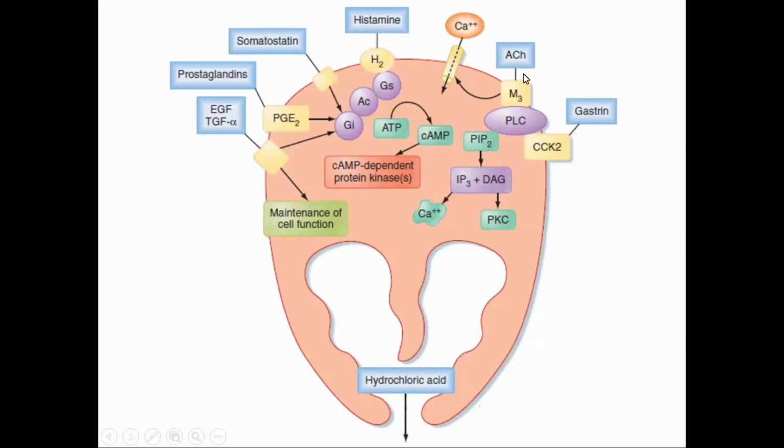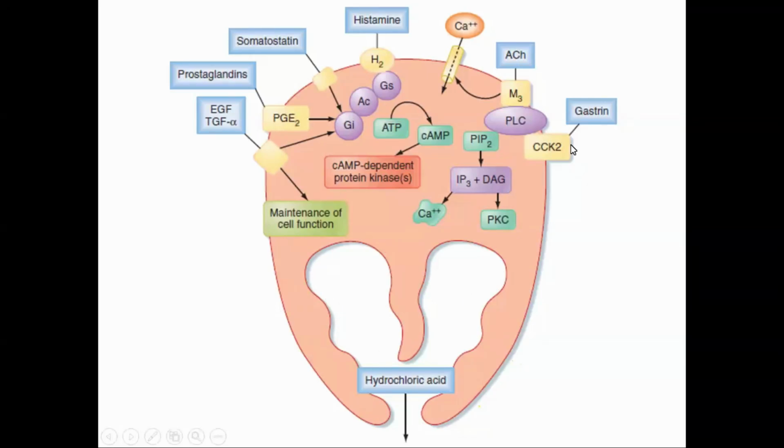Acetylcholine acts through the M3 receptor, and phospholipase C is activated. Phospholipase C converts phosphatidyl inositol diphosphate into IP3 and DAG. IP3 activates the endoplasmic reticulum. The endoplasmic reticulum causes the release of calcium. Calcium causes the fusion of the tubular vesicles into the lumen of the parietal cell.